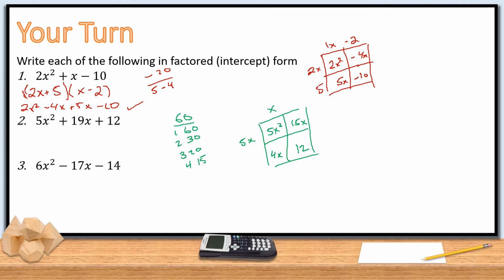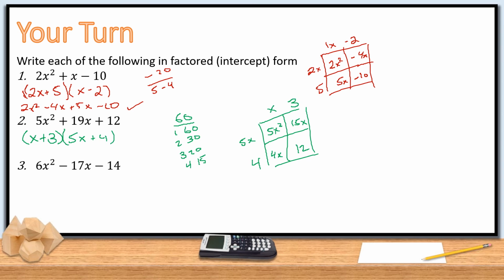If you had them in the opposite position, you would just realize very quickly, oh, it doesn't work out nicely. Let me try something else. And you just switch them and it works out. 5 times what is 15x? It is 3. And x times what is 4x? It will be 4. So my factors are x plus 3 and 5x plus 4.